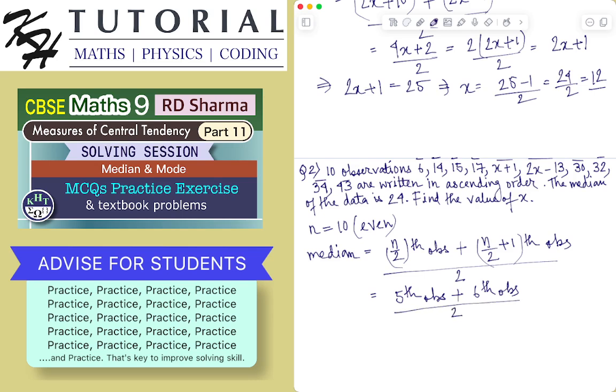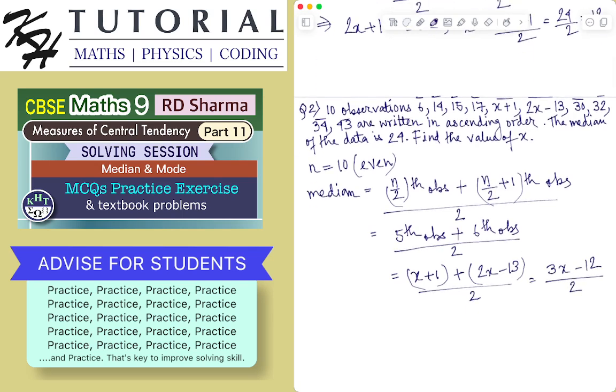5th observation is x plus 1, and 6th observation is obviously 2x minus 13, this divided by 2. This after simplification is (3x minus 12) divided by 2. This is equal to, I can factor out 3 from the numerator, and I have 3 into (x minus 4) whole divided by 2.